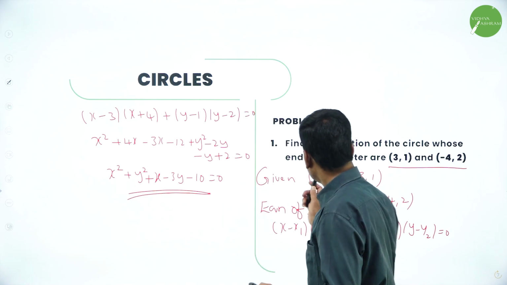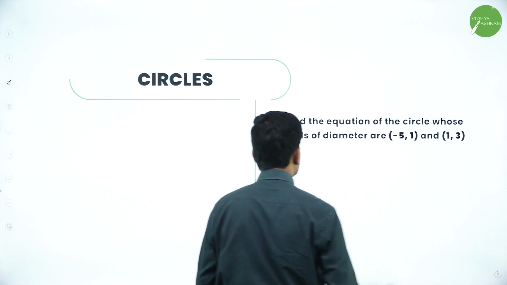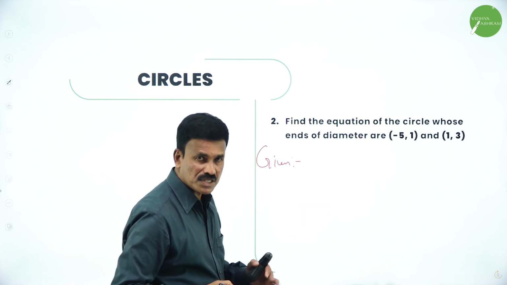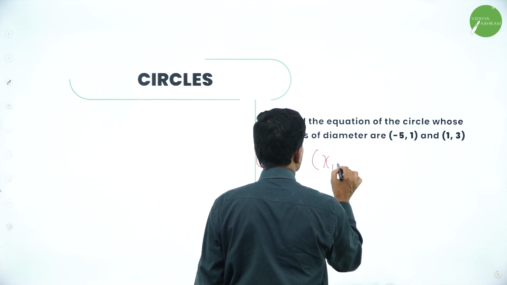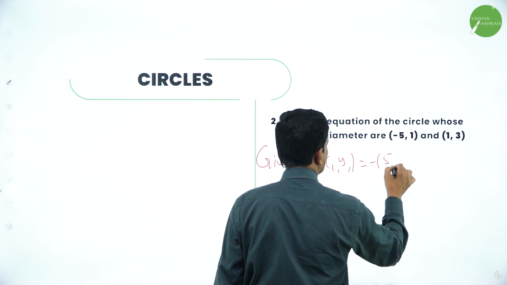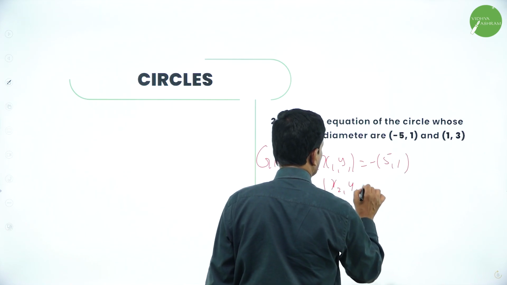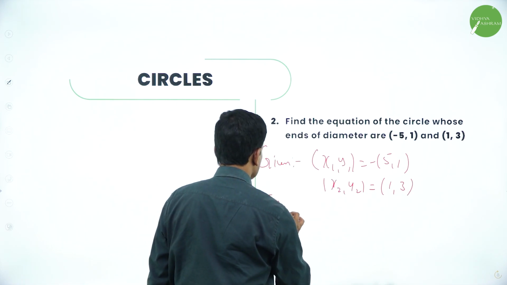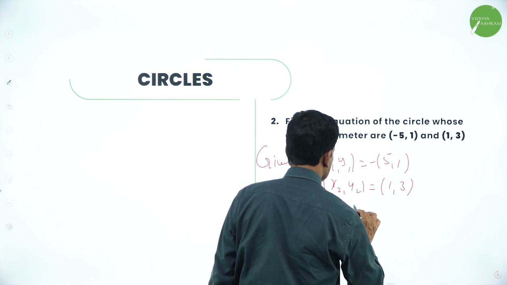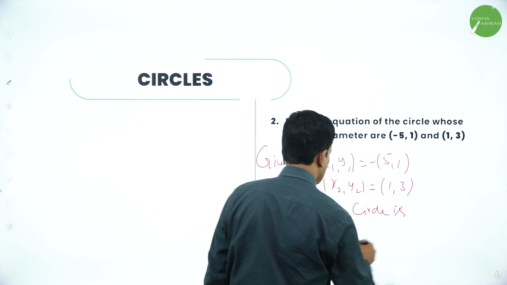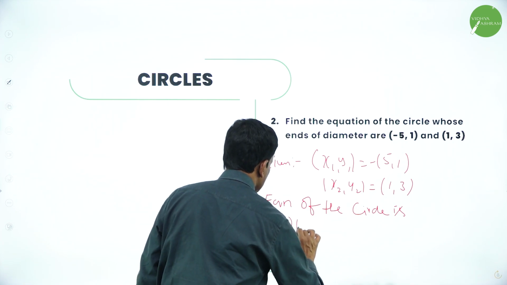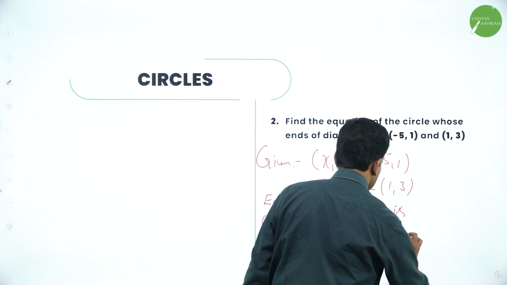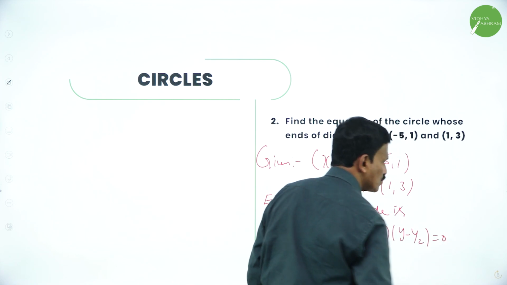Okay. Now, move on to the next problem. Find the equation of the circle whose ends of diameter are (−5, 1) and (1, 3). Same as that of the previous problem. So, what is given? (x1, y1) is (−5, 1) and (x2, y2) is (1, 3). Therefore, the equation of the circle is (x − x1)(x − x2) + (y − y1)(y − y2) = 0.